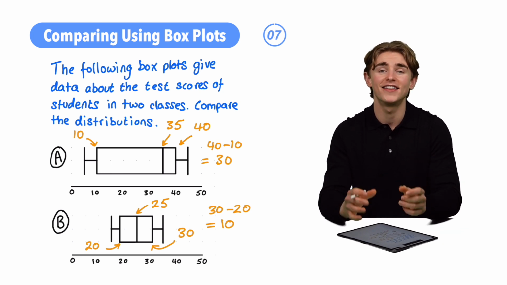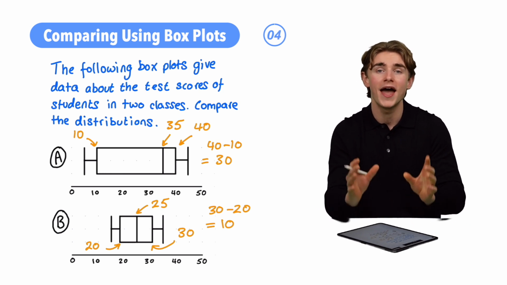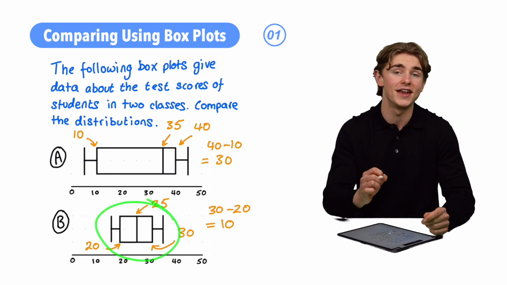So we can say finally that the average score is higher in group A, however the score is more consistent in group B.